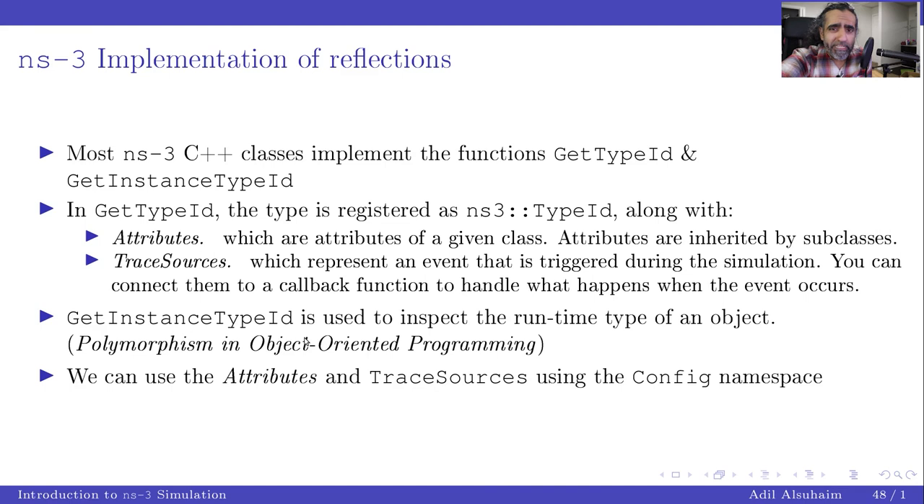There's some sort of implementation of reflection, but it's not really like reflection. It's basically the attributes and trace. In an NS3 C++ class, it has attributes and trace sources. These are all defined in a function called GetTypeId. And GetInstanceTypeId is used to get the runtime type of the object. If you know your polymorphism, you know that you can use a general class and then downcast it to the subclass if you're sure it's an instance of that class. Otherwise, the cast fails and you get an error.